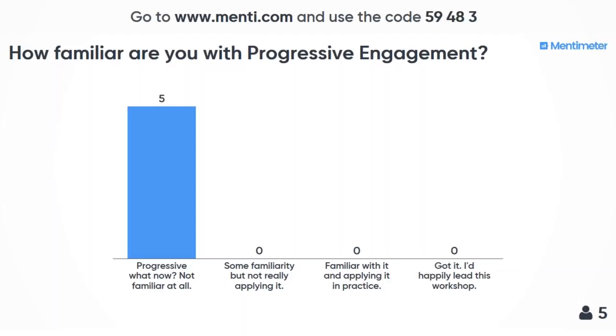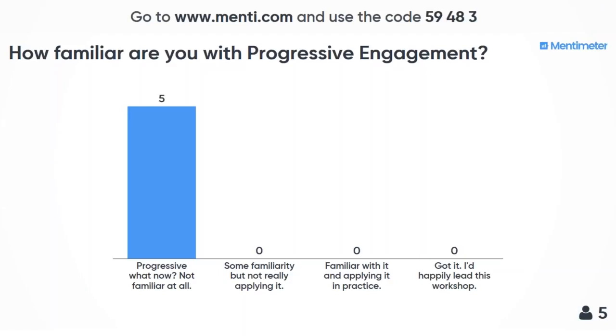And so that's what I'm going to talk about today. And I want to start, and somebody already answered, by asking a question. Are you familiar with this idea? Progressive, what are you talking about? I've never heard of this, or I know a little bit about it, but I'm not really applying it. I'm familiar with it and applying it in practice, or I'd happily get up there with you, Catherine, and co-lead this workshop. So right now, all of the answers are progressive what now?